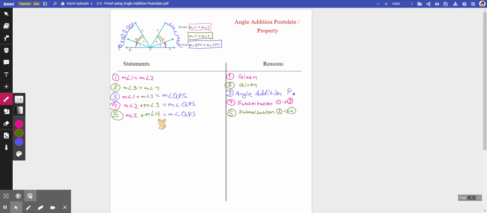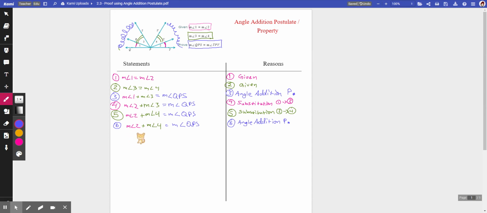So now I have angle 2 and angle 4 add up to equal the measure of angle QPS, but 2 and 4 are the actual pieces of angle TPV. So now it would really help to have the statement using 2 and 4 and linking them to the other angle, and then I can bring that other angle into my proof. Because right now, I don't even have angle TPV in here, so I'm not really going to get very far proving something about angle TPV if I never talk about it.